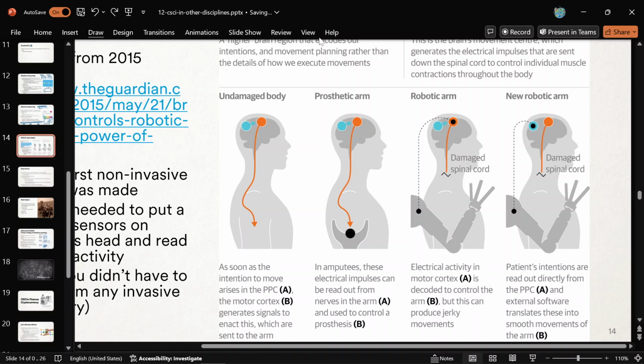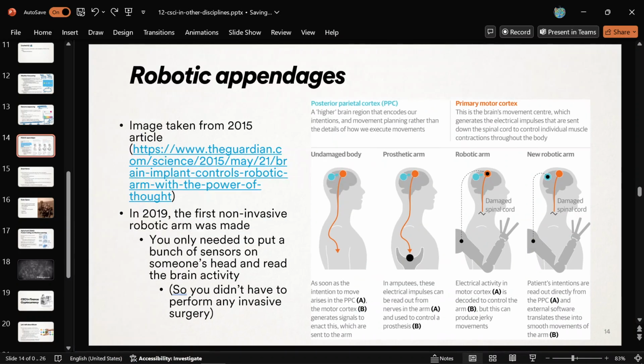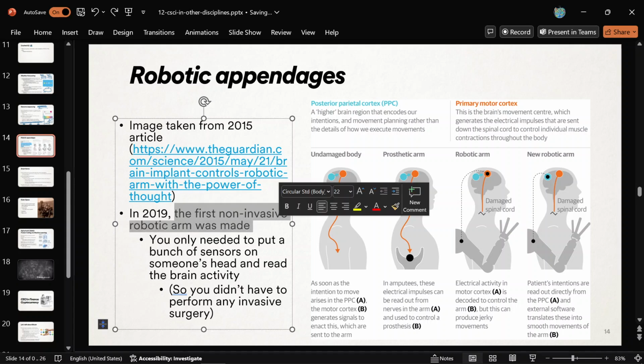Okay, so that's the difference between a prosthetic arm and a robotic arm. And they used to have to do some sort of invasive surgery, like to get the wires in the right spot. It wasn't fun, I don't think, for anybody. And so a very cool new thing that happened in 2019 was they made a non-invasive robotic arm. They just put stuff on your head. Maybe they had to shave your head or something, I don't remember. But they didn't have to drill into your skull or anything, which is very nice.